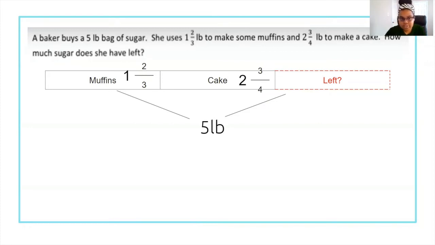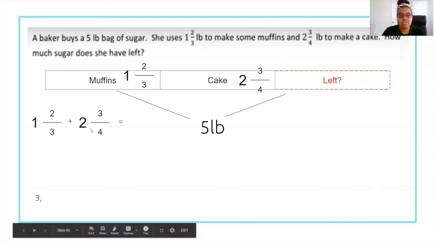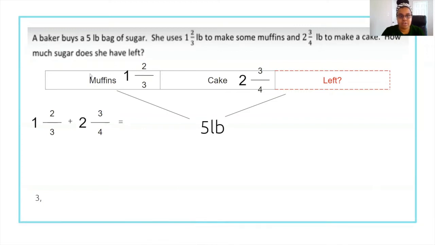One way that we could do this is we can add 1 2/3 plus 2 3/4 together first to figure out how much sugar she has used with both the muffins and the cake. To do that, I need to add 1 2/3 plus 2 3/4 together. Now, I can't just add straight across because my denominators are not the same. So I need to make them the same first.